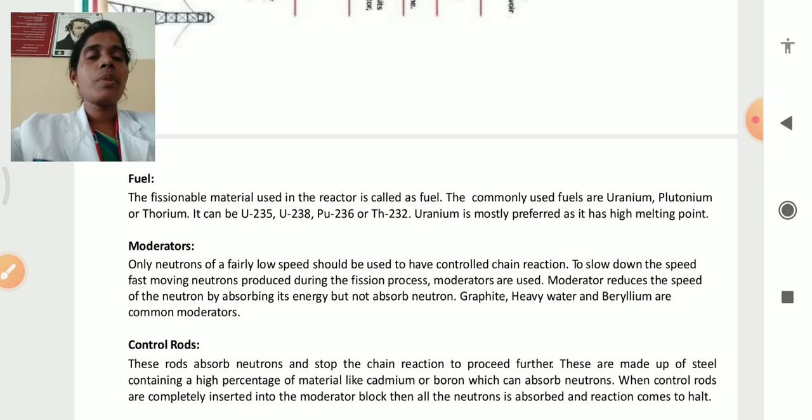So the major components of a nuclear power plant: the first one is fuel. Here uranium is mostly preferred for its high melting point, and the fissionable material used in the reactor is said to be the fuel. The most commonly used fuels are uranium, plutonium and thorium, and uranium is mostly preferred for its high melting point.